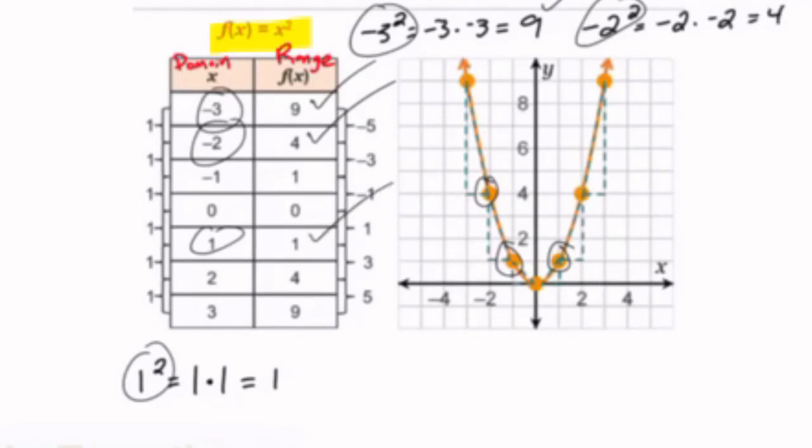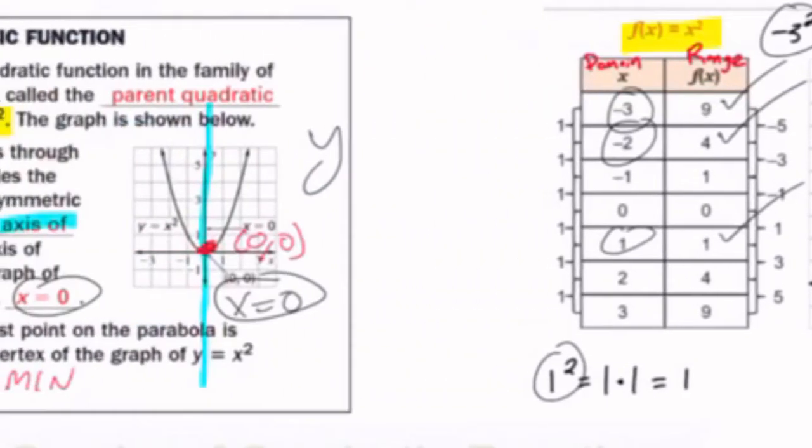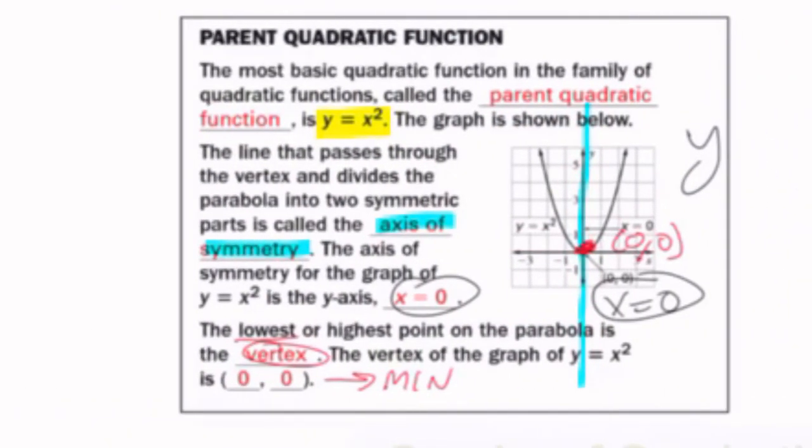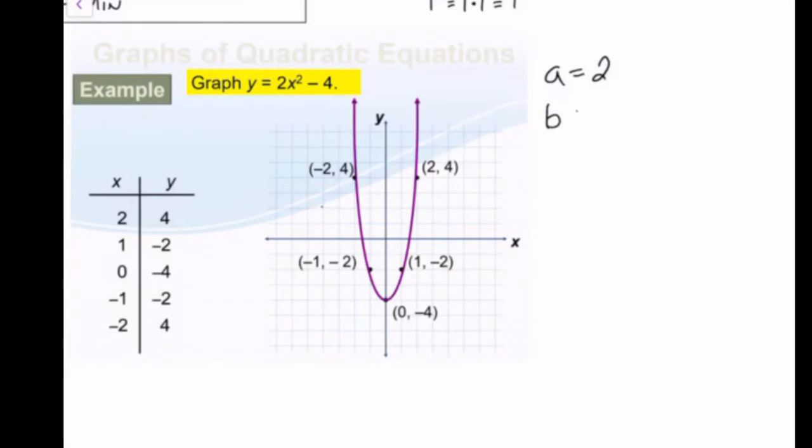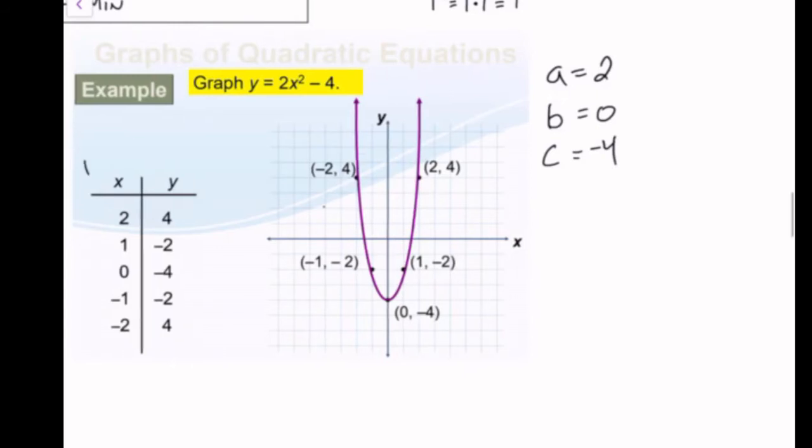In this next example, let's analyze a quadratic equation. We have the equation y equals 2x squared minus 4. The a value is 2. There is no b value, so we give that a 0, and the c value is negative 4. We have a table given, a graph given, and an equation given. In the table, x is the domain, and y is your range.